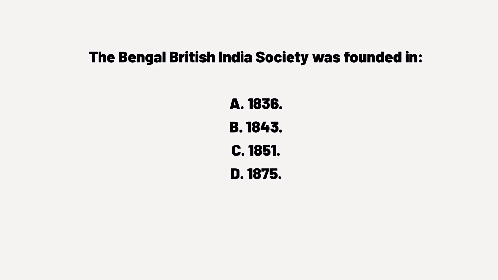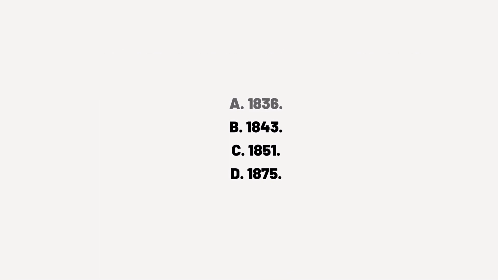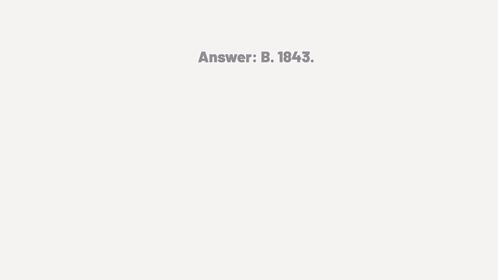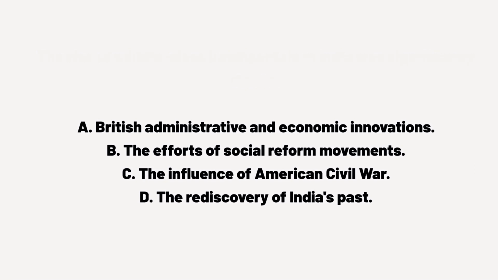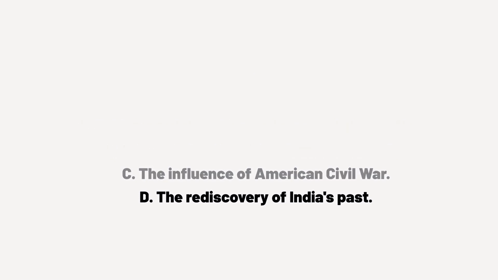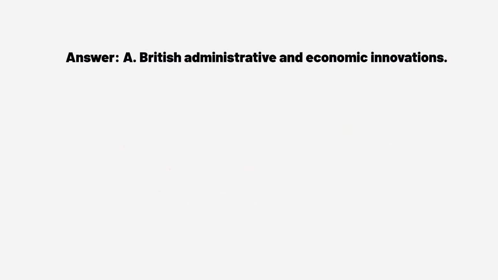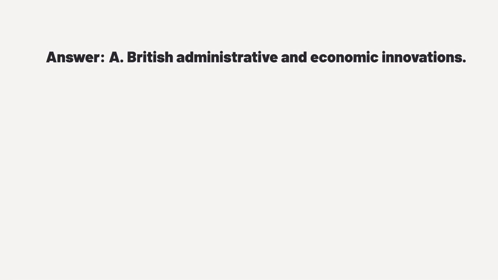The Bengal British India Society was founded in A. 1836, B. 1843, C. 1851, D. 1875. Answer: B. 1843. The rise of middle-class intelligentsia in India was significantly due to A. British administrative and economic innovations. B. The efforts of social reform movements. C. The influence of the American Civil War. D. The rediscovery of India's past. Answer: A. British administrative and economic innovations.